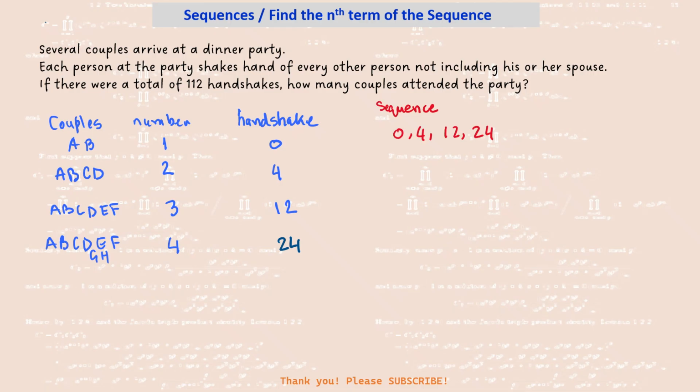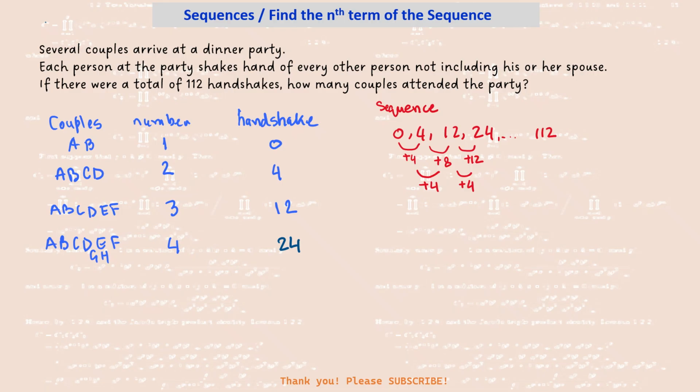So if we do the maths now with the sequence 0, 4, 12, 24, we find the common difference. So the common difference: 0 plus 4 is 4, 4 plus 8 is 12, 12 plus 12 is 24. Then we go down to the second level of common difference, and we see it is 4. Now there are several ways to work out the nth term, so I have used one way. You don't have to follow my method.